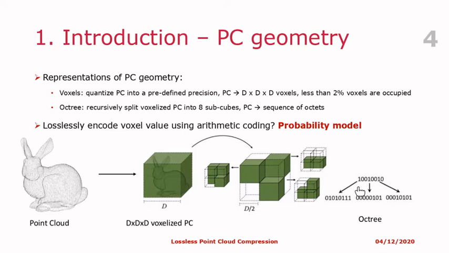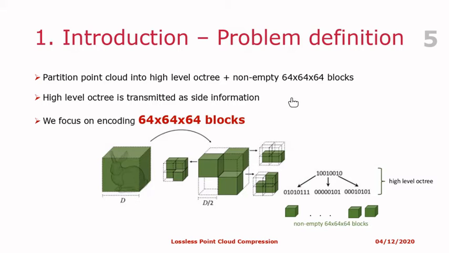However, in our work, we represent the point cloud in a hybrid manner. We partition the point cloud into some high-level octree here and some non-empty blocks of size 64. The high-level octree will be transmitted to the decoder as side information, and we will focus on encoding those non-empty blocks of size 64.